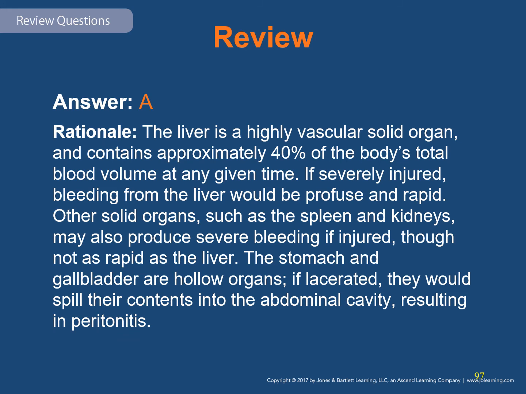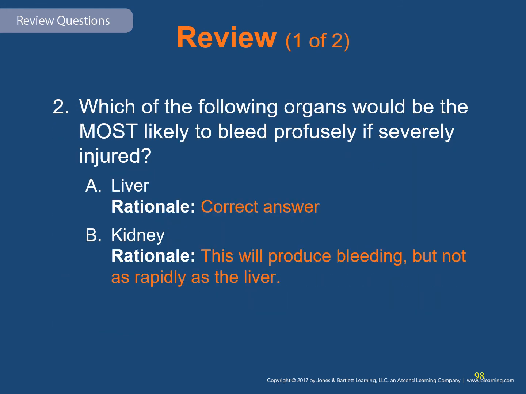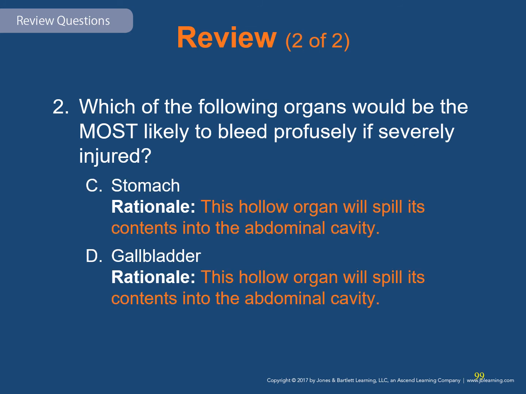Other solid organs such as the spleen and kidneys may also produce severe bleeding if injured, though not as rapid as the liver. The stomach and gallbladder are hollow organs, and if lacerated, they would spill their contents into the abdominal cavity, resulting in peritonitis. The liver is the correct answer. B. The kidney will produce bleeding, but not as rapidly as the liver. The stomach and gallbladder are both hollow organs and will spill their contents into the abdominal cavity.